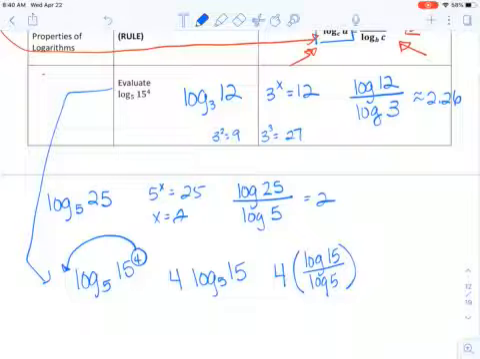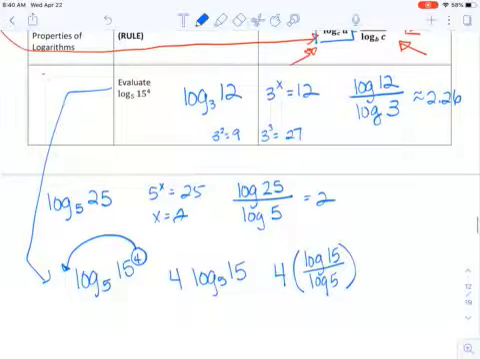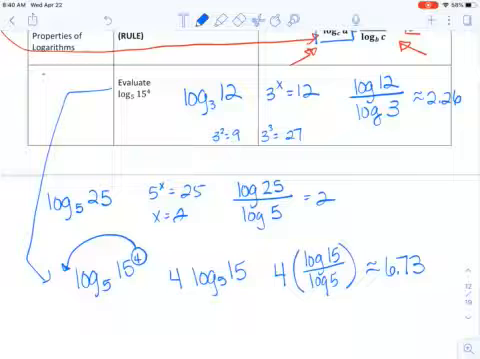Okay, so I am going to plug that into my calculator. Log of 15 divided by log of 5. And this part gives me 1.682 and so on. I'm going to multiply that answer by 4. And I get about 6.73 and change.